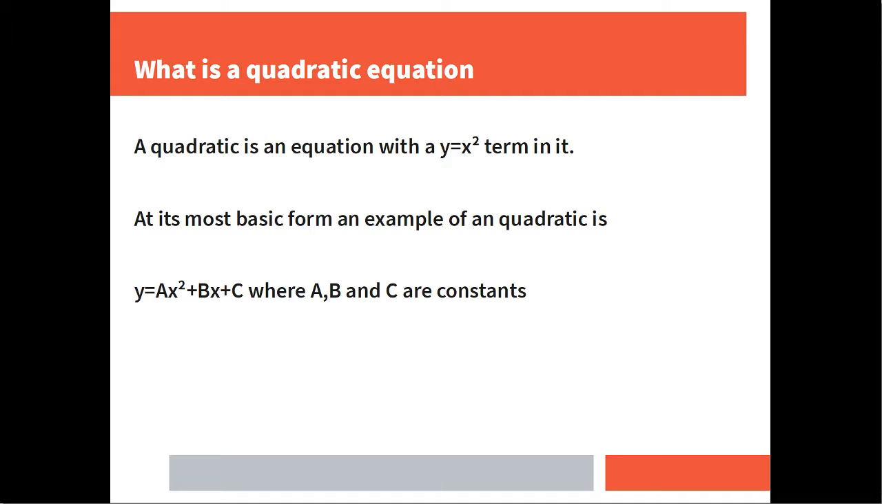A quadratic equation is an equation with an x squared term in it. At its most basic form, an example of a quadratic is y equals ax squared plus bx plus c, where a, b, and c are all constants.